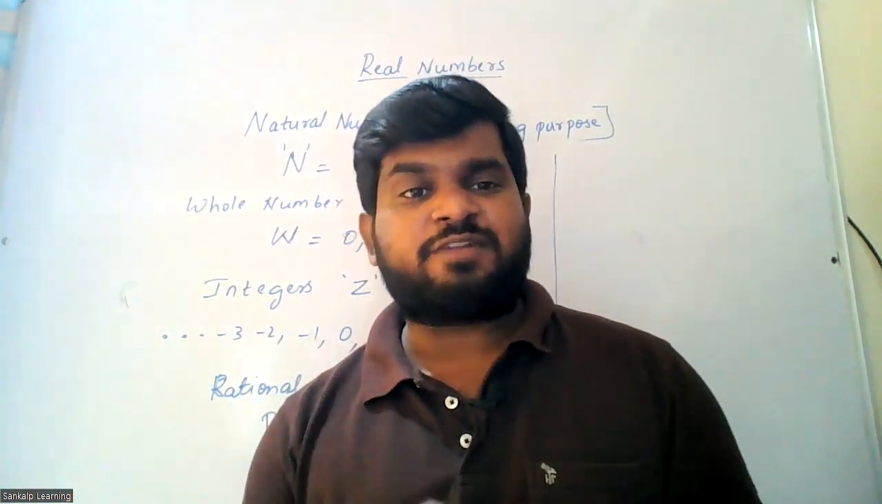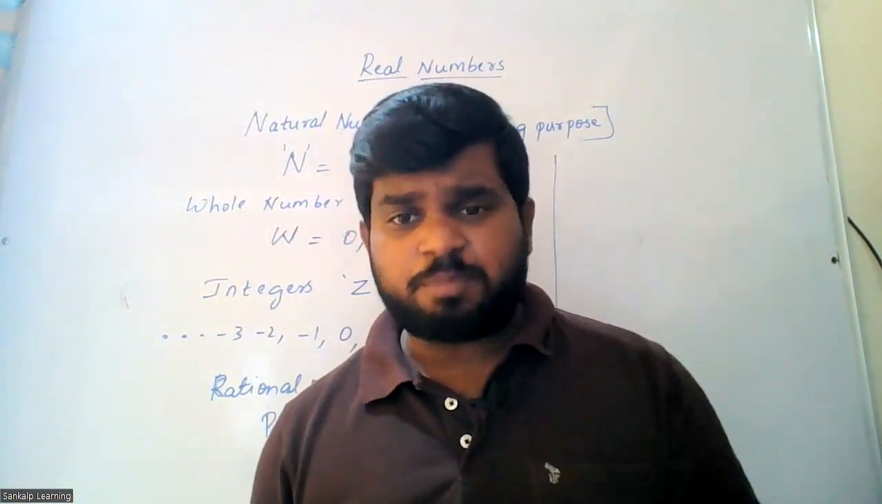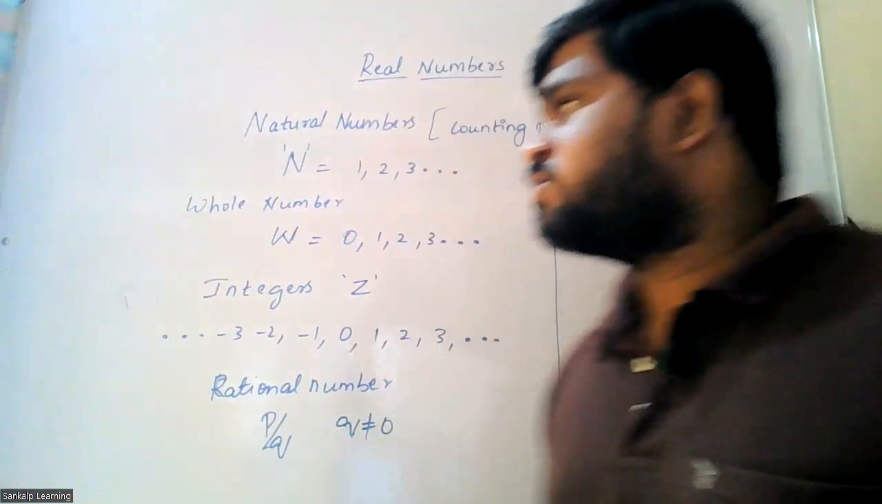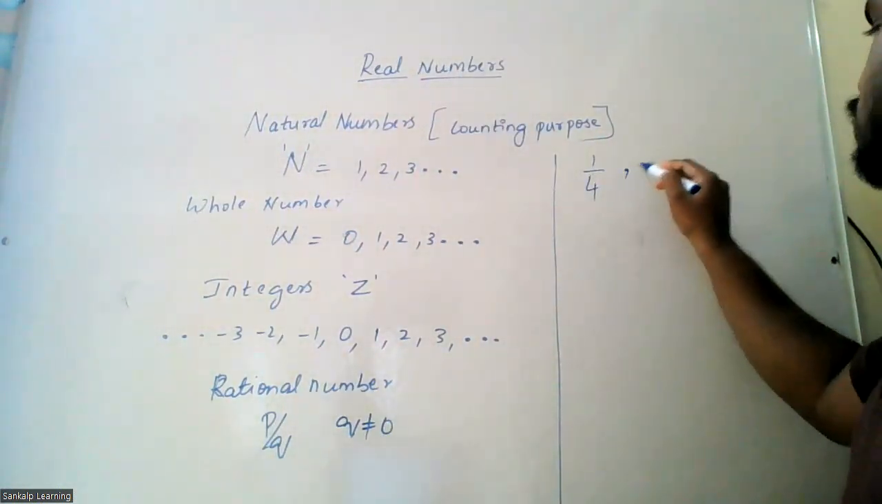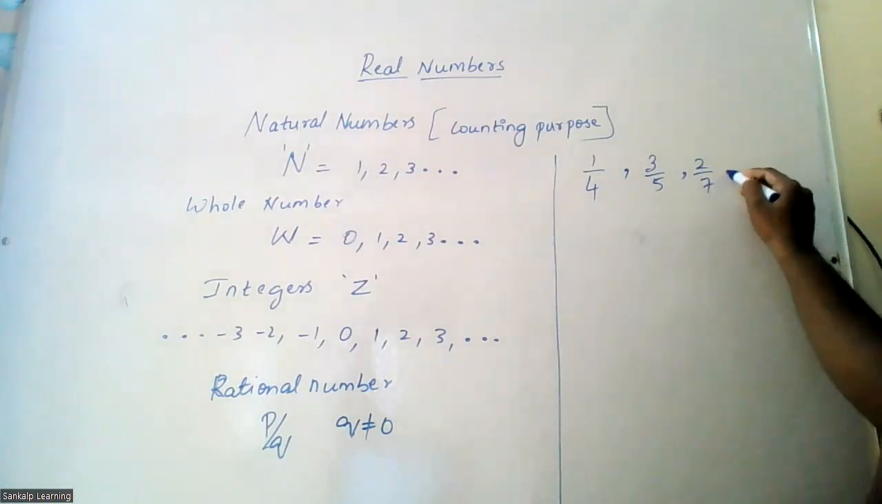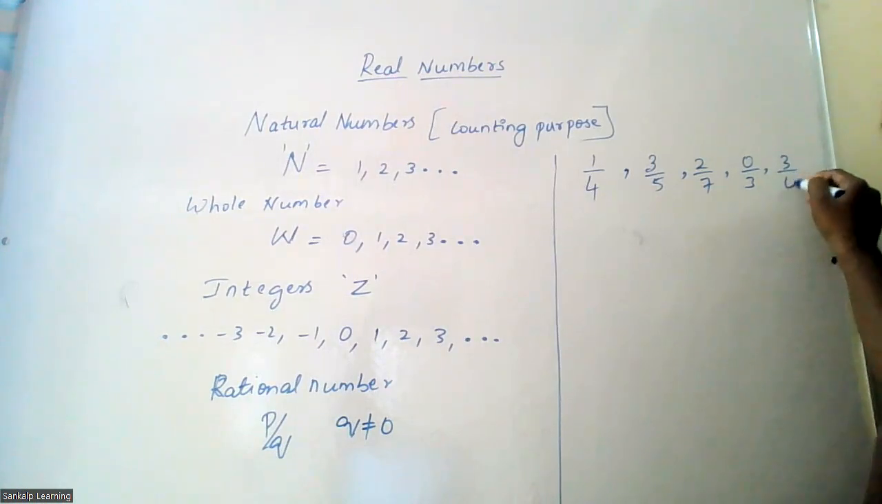What is the difference between fraction and a rational number? Both are almost the same. Fractions are only positive, but rational numbers can be positive and negative. Okay, so let's take some rational numbers like this. In fact, these are also called fractions. 3 by 5, 2 by 7, okay, 0 by 3, 3 by 0.